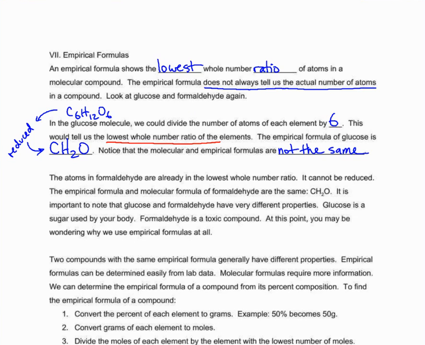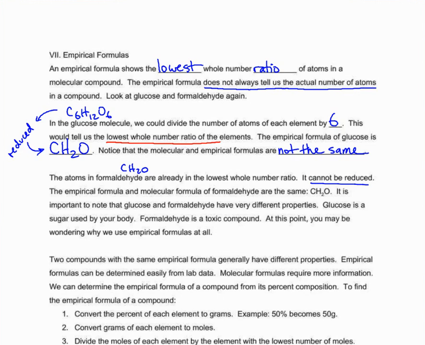If we look at formaldehyde, that was CH2O, it's already in the lowest whole number ratio. It cannot be reduced. And so we find that the empirical formula and the molecular formula of formaldehyde are the same, and it's CH2O.